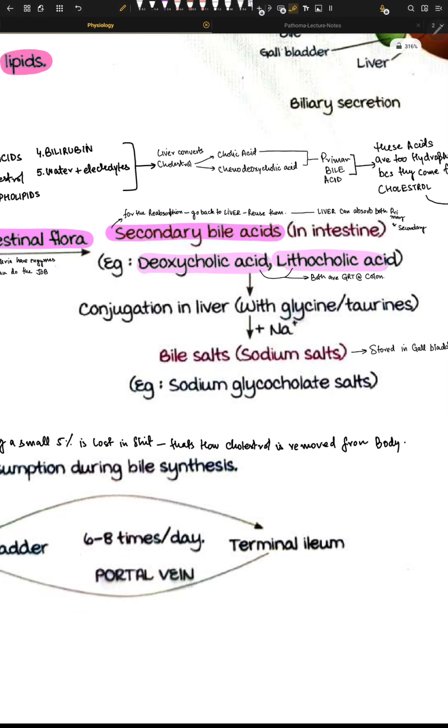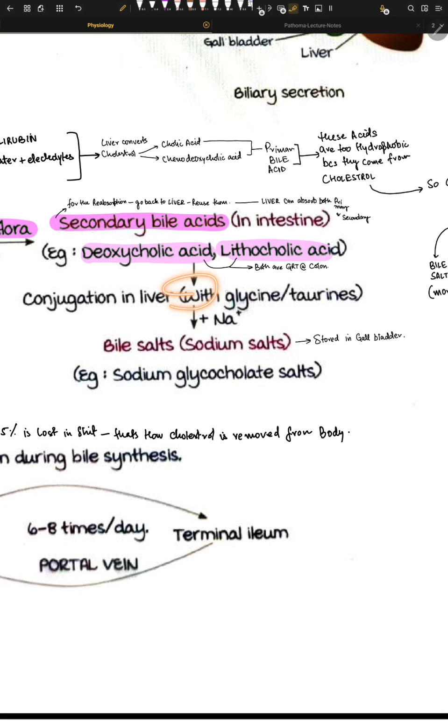Okay, so now they're getting conjugation done in the liver, right? With glycine, with taurine, plus some sodium. And then we have something called bile salts. Salts is just sodium in it, and glycine and taurine are used for the conversion. So in the end, we have this product called bile salt, that is called sodium glycocholate salts. Okay, so we have these bile salts.